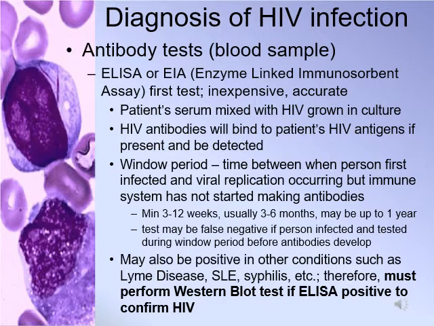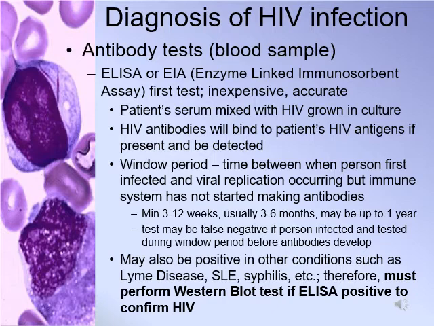The patient's blood sample is mixed with HIV grown in culture, and they can see if antibodies will bind to the patient's HIV antigens. HIV antibodies will bind to an HIV antigen if it's present, so that's how we know it's very accurate. Obviously, if there's no antibody that's binding, then there were no HIV antigens present.